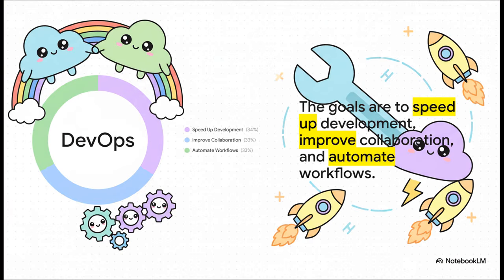So what's the whole point of DevOps anyway? Well, it really boils down to 3 main goals, and they're all related. Speeding up development, getting teams to work together better, and automating as much as possible. At the end of the day, it's all about making the whole process of building software faster, smoother, and more reliable.